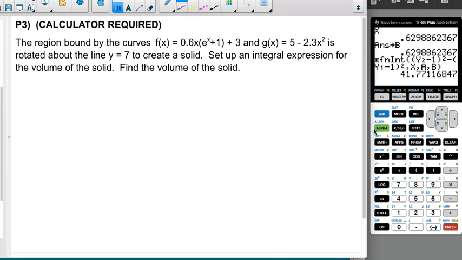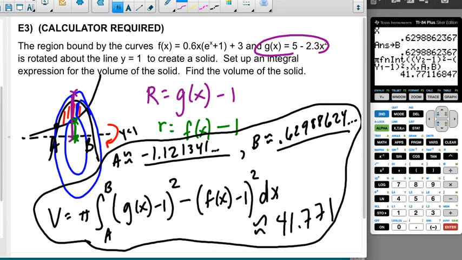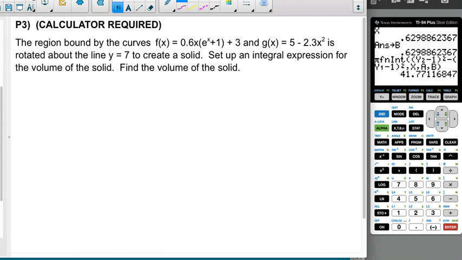All right, let's try it again. Oh, hey, that's the same one, but rotated about a different line. I thought I did something clever. All right, there we go. So same one, different line.